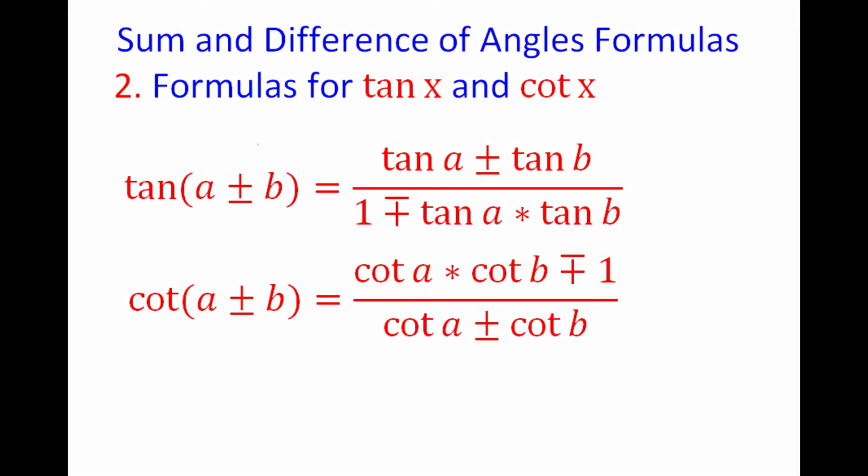For tangent a plus b, suppose that in the first case we have a plus here. So in this case we're going to have tangent a plus tangent b divided by 1 minus tangent a times tangent b. If we have tangent a minus b, so if the sign between a and b is negative, then we're going to have negative here, guys, and then we're going to have positive here. So in other words, if we have tangent a minus b, then we're going to have tangent a minus tangent b divided by 1 plus tangent a times tangent b.